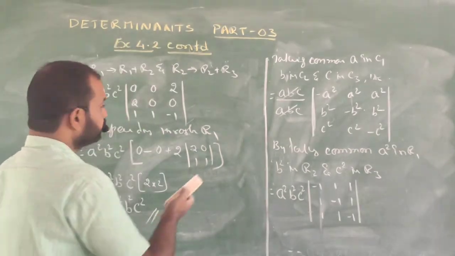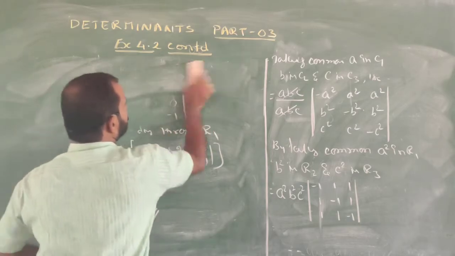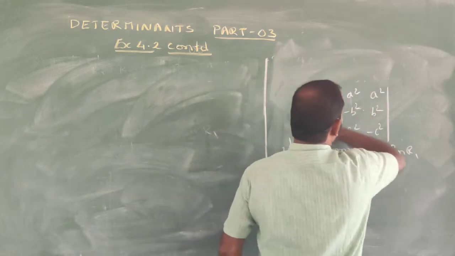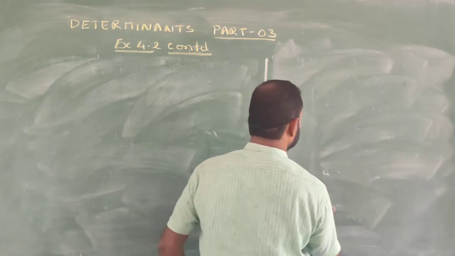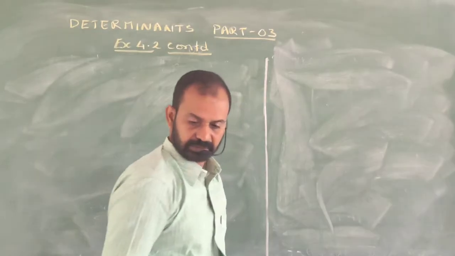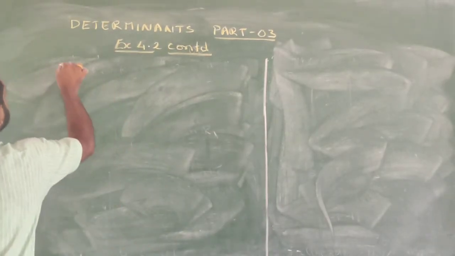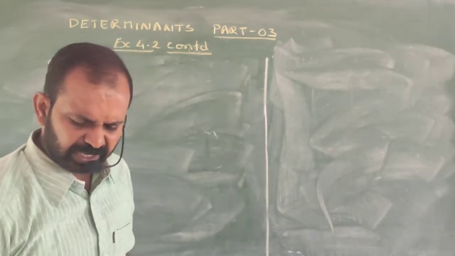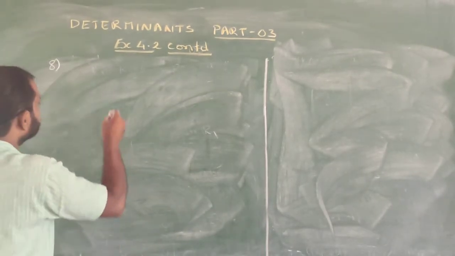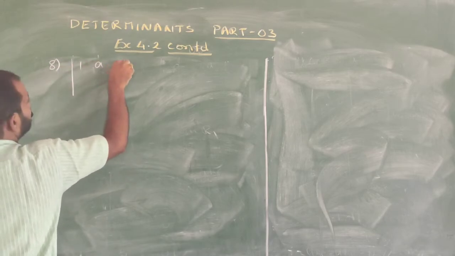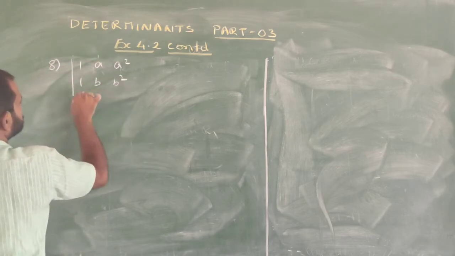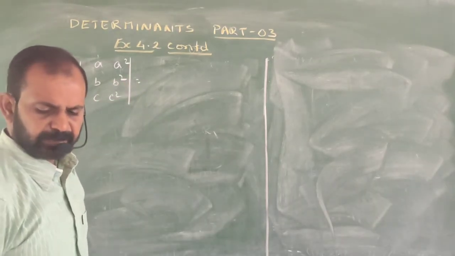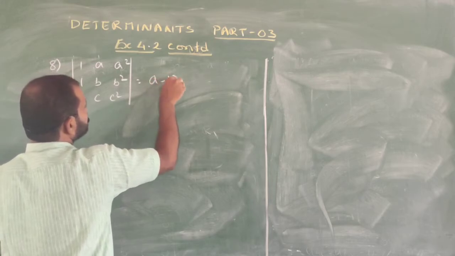The 8th one. We have to prove that the determinant 1, a squared; 1, b squared; 1, c squared is equals to (a minus b)(b minus c)(c minus a).